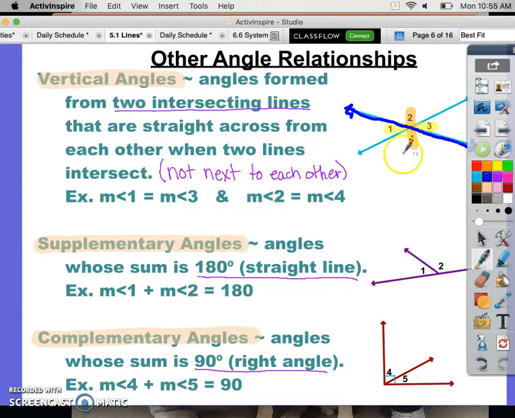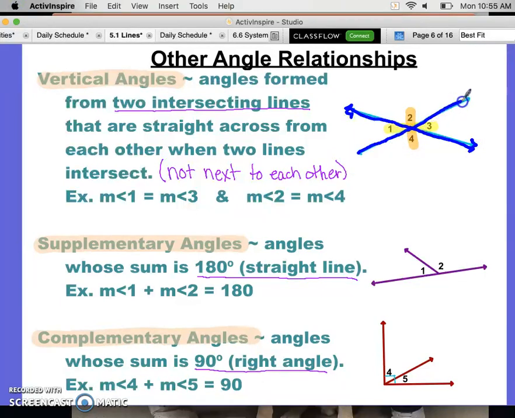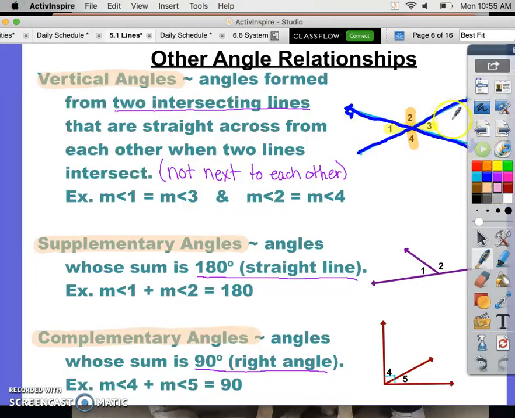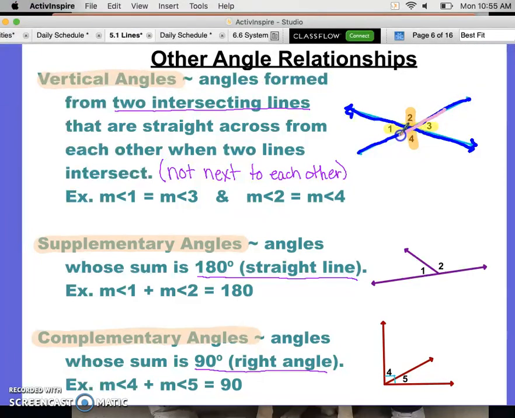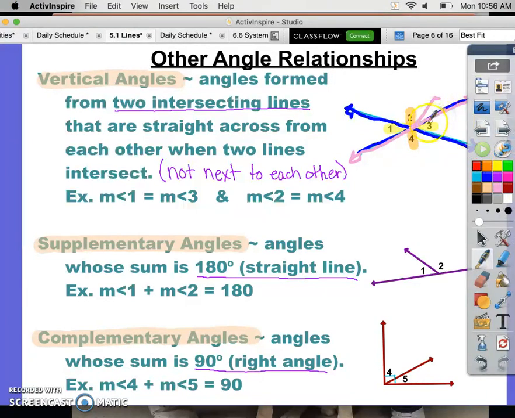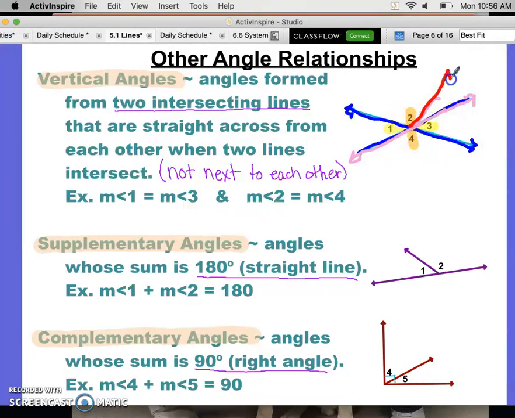Let me get a different color. And this is one line. Now, 1 and 3 are going to be vertical angles. Same with 2 and 4. Well, a lot of the times they'll try and mess you up and they'll throw just a random line coming out of one side going here. Are 2 and 4, if 2 is from this red line to this blue line, and 4, vertical angles still?